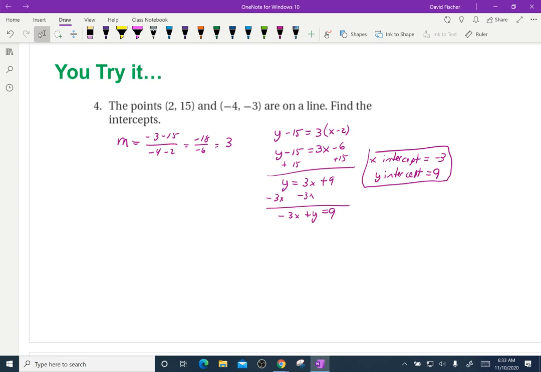I got a slope of 3. And then I did all this work over here to get it into standard form. So here's my equation in standard form. Minus 3x plus y equals 9. And then I got my 2 intercepts, negative 3 and 9.